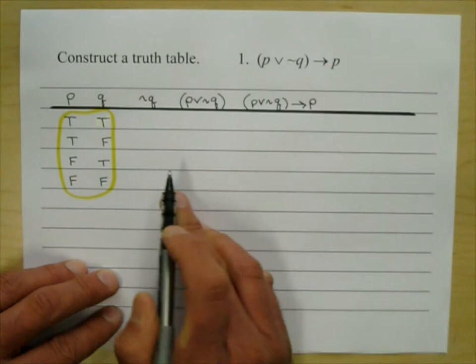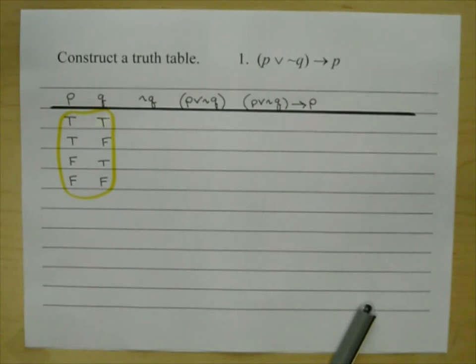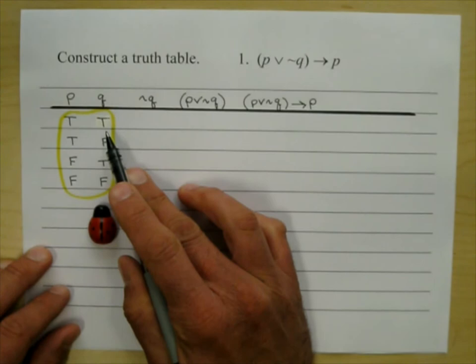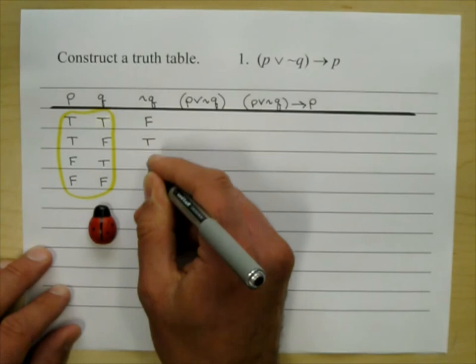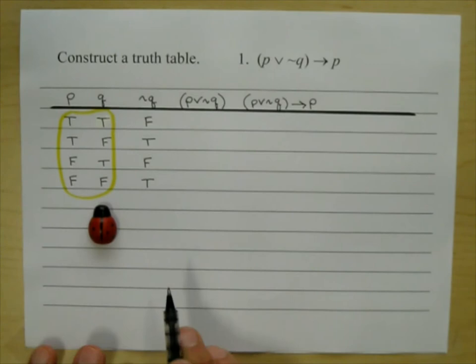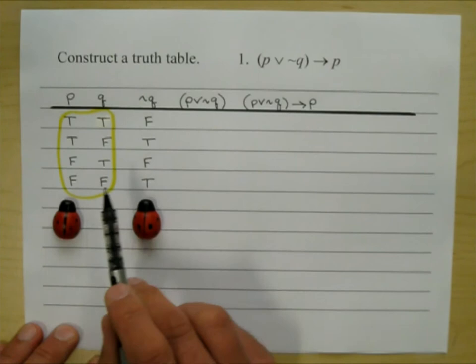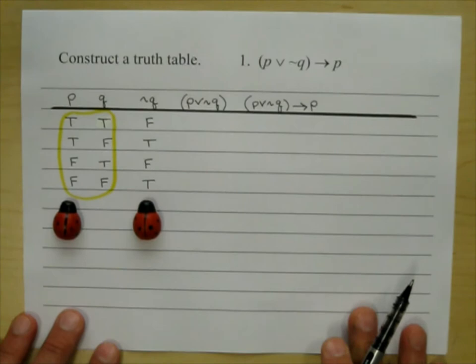Once again, walking around the room because I forgot something here. I forgot my bugs. So here's my bugs. Well, there's one of them because all we're going to do is do the negation of Q. So the negation of true, false is false, true, false, true. Okay. So now what am I going to do? I'm going to go P or not Q. So here's P and not Q we just created. So we have true or false. And this is why we have to be good with this arithmetic here. True or false is true.